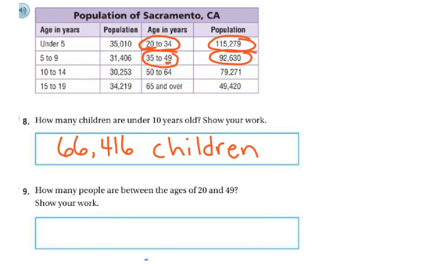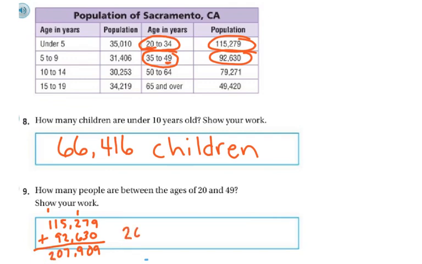So my work would be 115,279 plus 92,630. Remember what I said about lining up your place values. 9 plus 0 is 9. 7 plus 3 is 10. Carry my 1. 6 plus 2 is 8. Plus 1 is 9. 5 plus 2 is 7. 9 plus 1 is 10. Carry my 1. Or regroup my 1. And then I have 1 plus 1, which is 2.